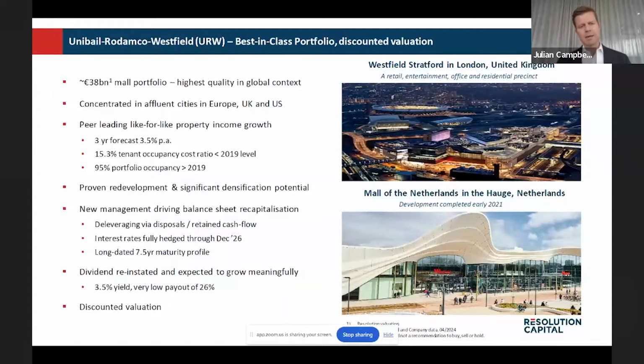But they've now taken the company to a point where they've continued to deleverage. They've now been in a position to reinstate a dividend while still at a very low payout ratio of 26%. It's a 3.5% yield with significant capacity to grow. The portfolio is performing exceptionally well. So metrics are back better than pre-COVID levels. Incomes continue to grow across the portfolio. Demand is solid, and the portfolio is still significantly discounted versus its historic level.